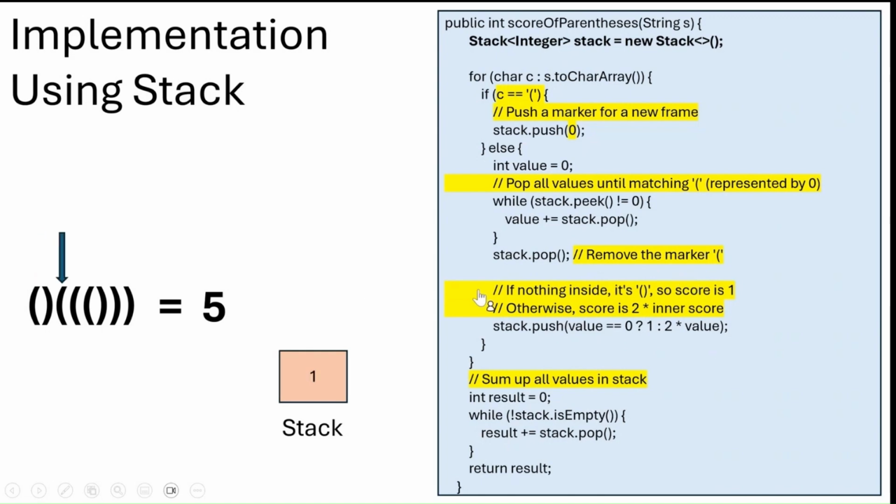Then we go to the next open bracket. It will go to the if condition and push the 0 to the stack. It will do the same for the next open brackets. And whenever we see the closing bracket, it will go to the else condition. Now value is 0.